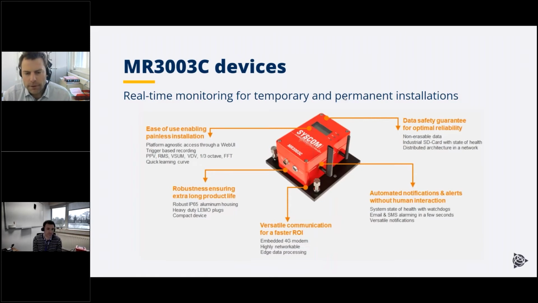We are manufacturing two types of instruments at Syscom. The first one is the MR3003C. That's one of the best-selling items. MR is a motion recorder. In fact, it's a data logger with an internal 3-axial sensor and a built-in modem. So with this compact device, you can push the data directly to your platform or to the T4D platform.